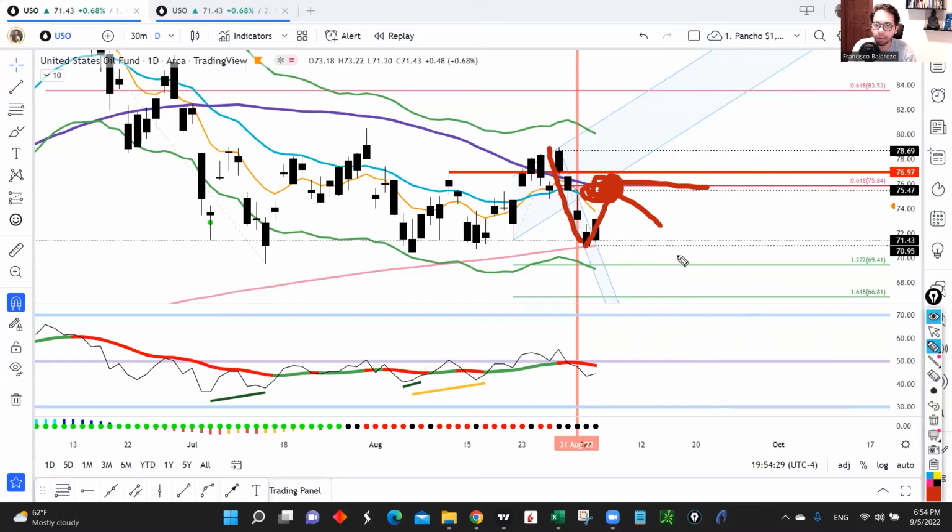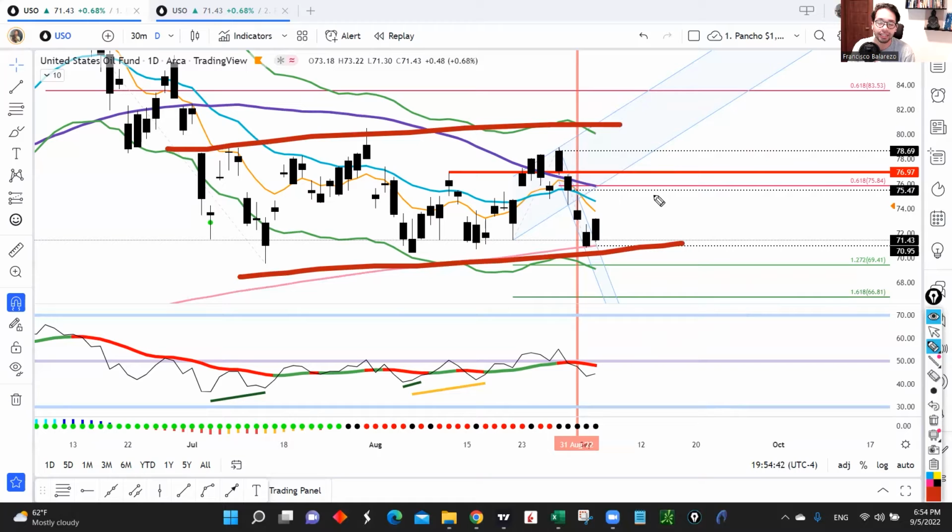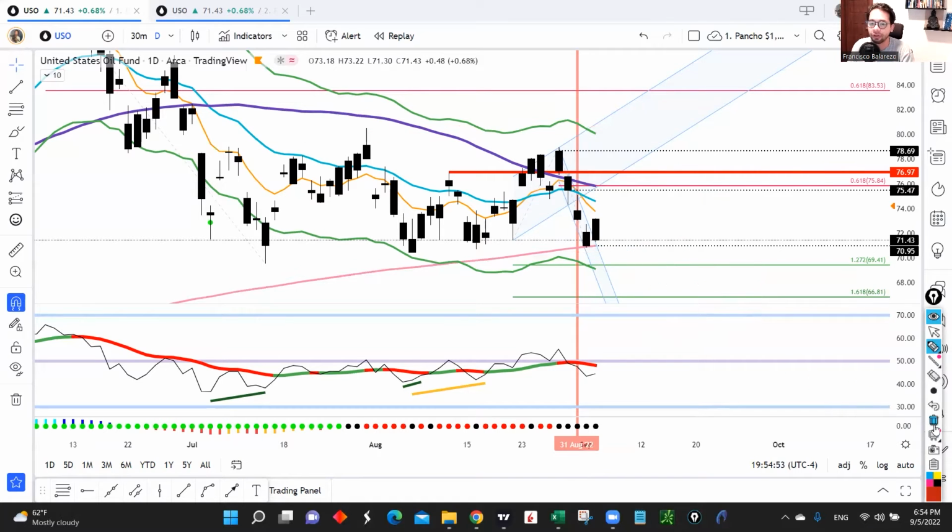If we can get that, I'm going to be looking to short this using the 76.97 as my stop, and then looking for continuation to the downside, and finally a breakdown from this consolidation, this distribution pattern that we have here. If we actually have a breakdown, I think we're going to see more continuation to the downside, and it's going to offer a really nice, tradable leg lower in this name.